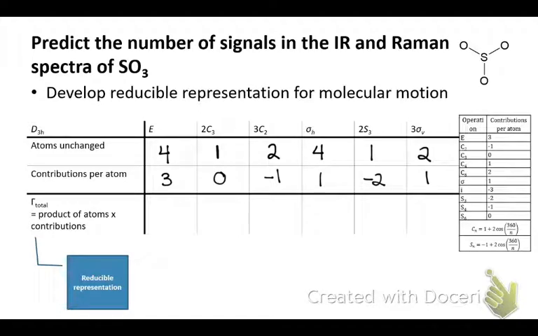So 4 times 3 is 12. 1 times 0 is 0. 2 times negative 1 is negative 2. 4 times 1 is 4. 1 times negative 2 is negative 2. And 2 times 1 is 2. So this vector, this one-dimensional array here, 12, 0, negative 2, 4, negative 2, 2, that is the reducible representation that represents the symmetries of all of the motions, translation, rotation, and vibration that sulfur trioxide can have.